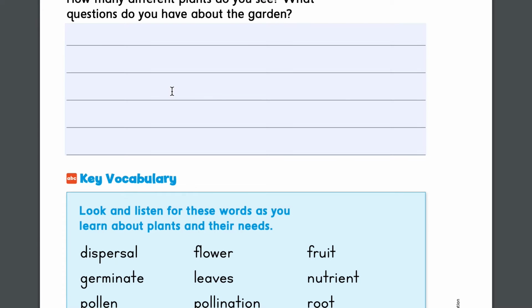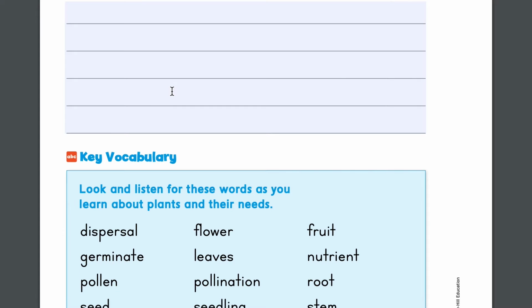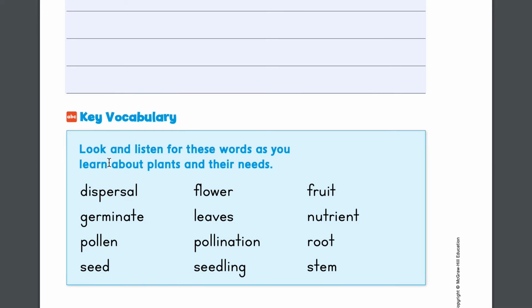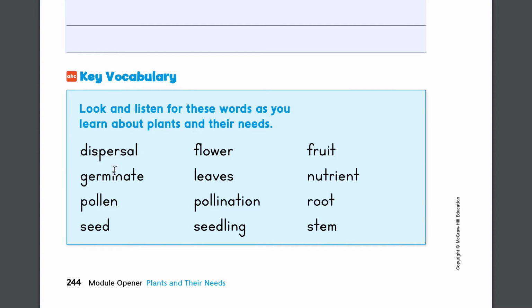We're going to be learning all about how plants grow and what they need to grow. Our key vocabulary are dispersal, germinate, pollen, seed, flower, leaves, pollination, seedling, fruit, nutrient, root, and stem.